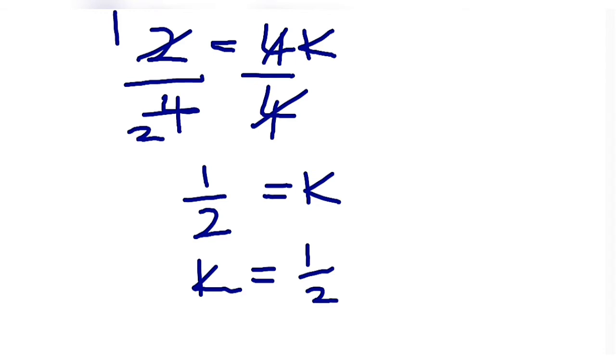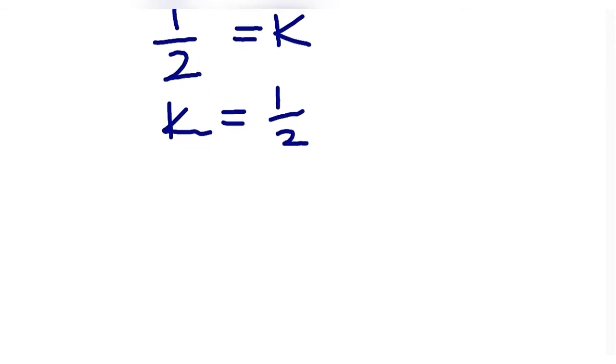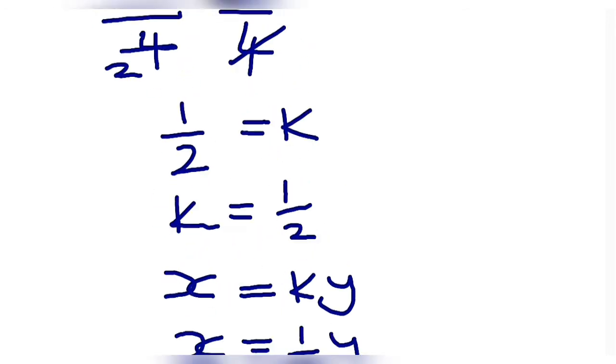After getting the value of k, you go back to the original equation that you formed, that x equals k multiplied by y. Where there is k, you put the value of k, which is a half. That will give us x equals 1 over 2, that is a half, multiplied by y.